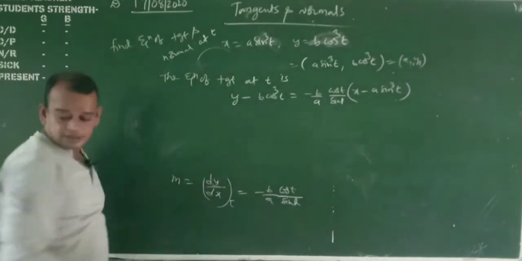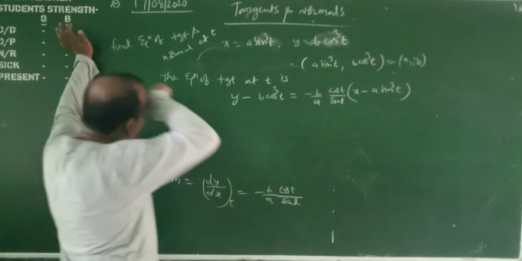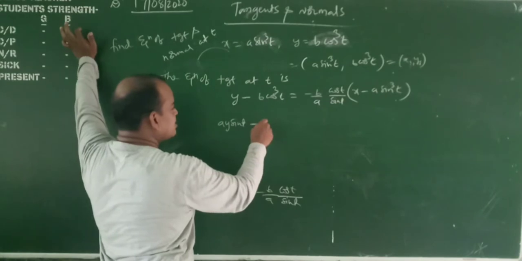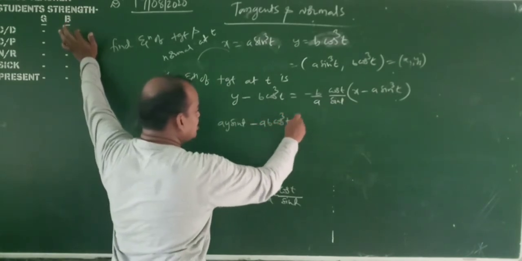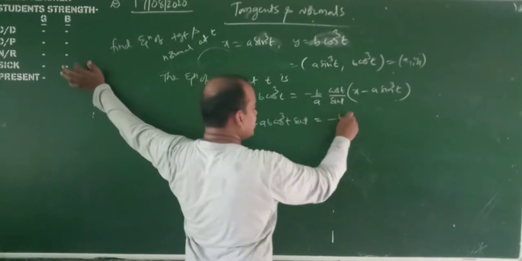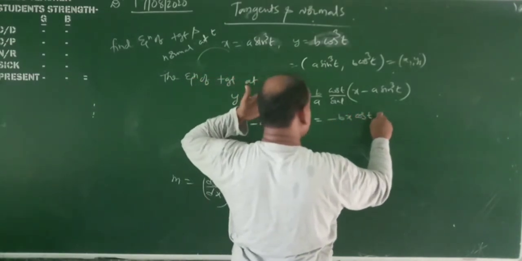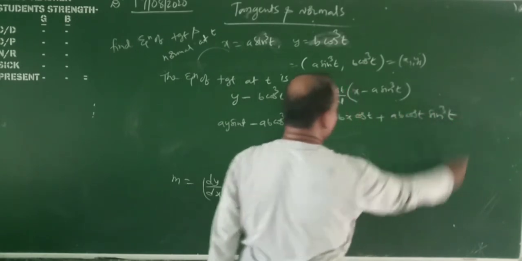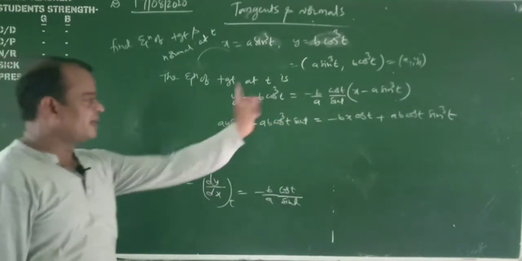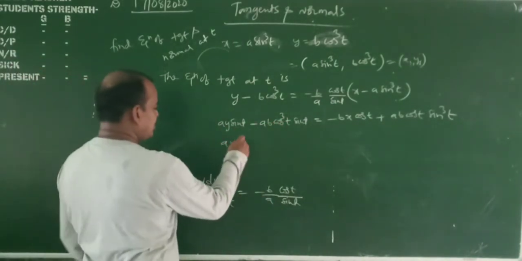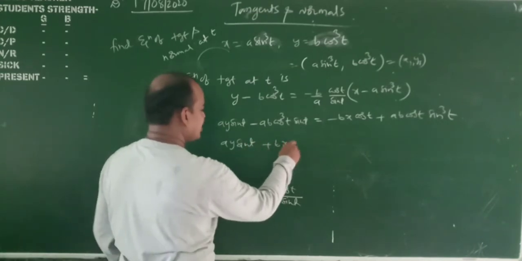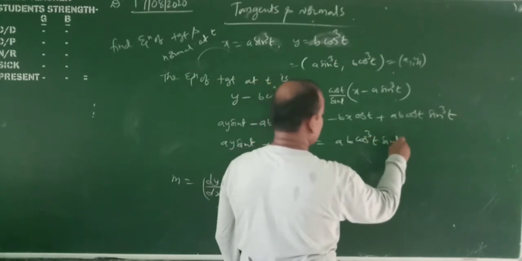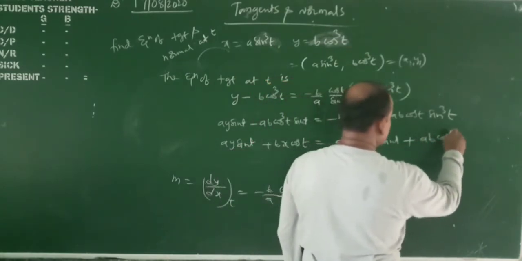Now we will go to the calculation part. Cross multiplication: ay sin t minus ab cos cube t sin t is equal to minus bx cos t plus ab cos t sin cube t. Just multiplication, my dear friends. Minus this side plus, minus that side. So ay sin t plus bx cos t is equal to ab cos cube t sin t plus ab cos t sin cube t.